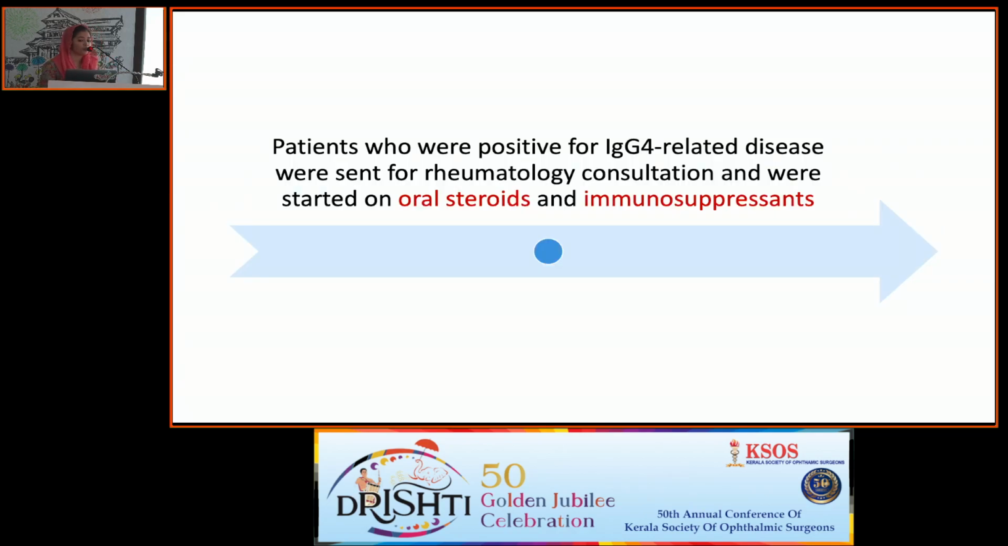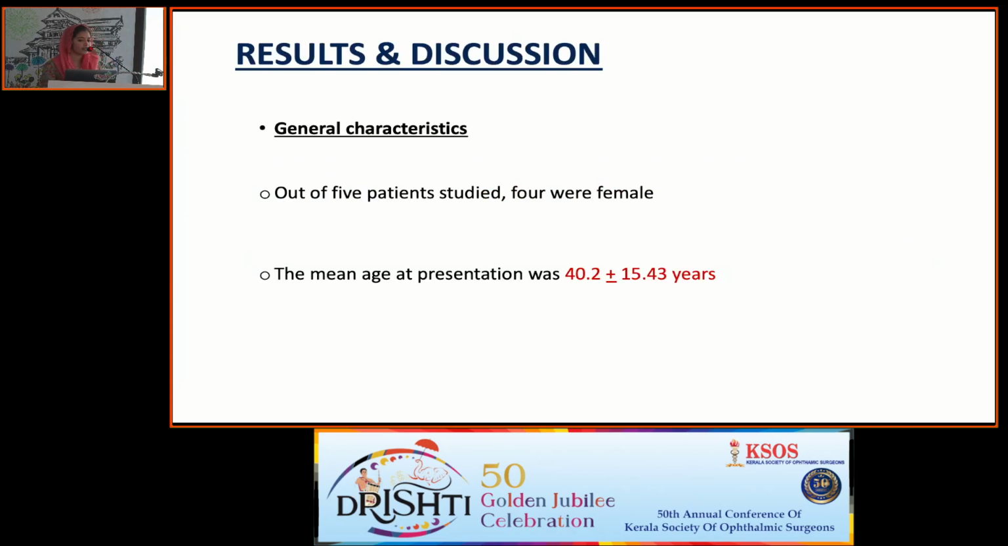And patients who were positive for IgG4 related disease were sent for rheumatology consultation and were started on oral steroids and immunosuppressants after ruling out a systemic disease. Moving on to the results and discussion.